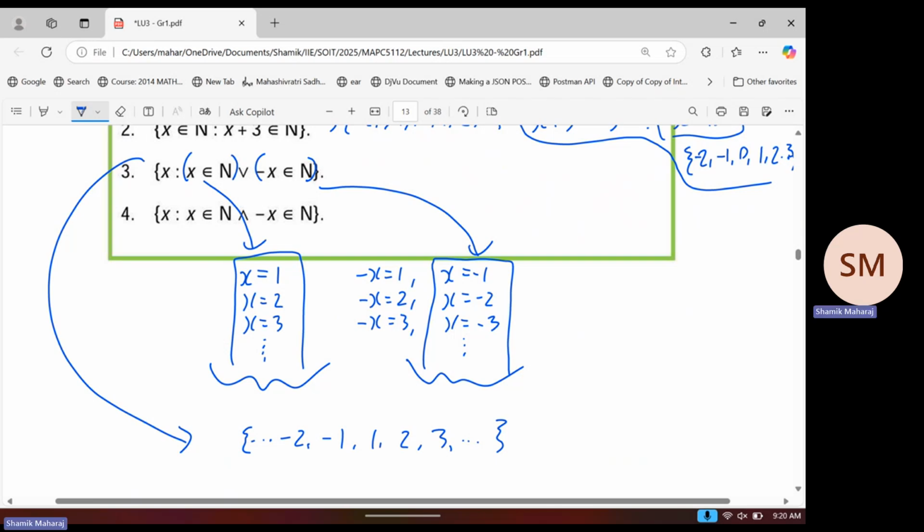Sorry, question. Number 4 is asking us to join it, and number 3 is asking us to separate it. Who separates it? Let me think. Number 3 is saying that whatever x you look at, it must belong to either this or that. So that's why the combined set must have everything.